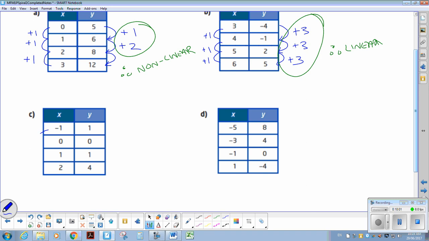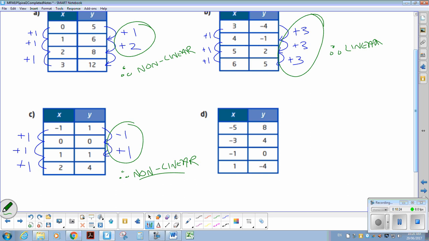Okay, example C. I'm going to check the x's again, because they will trick you on EQAO, so just be careful. Checking this, well, I went down 1, well then I went up 1. These are not the same numbers. -1 and +1 are not the same, so therefore non-linear.